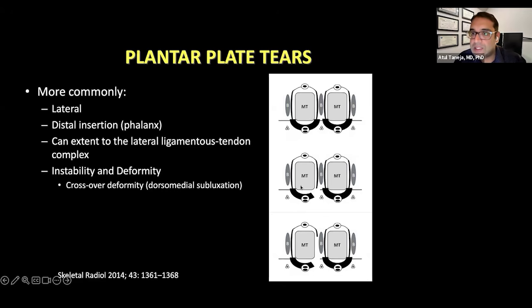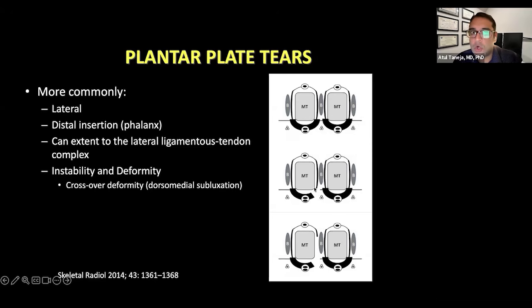All right. So it's more common to see the plantar plate tears in the distal insertion, meaning the phalanx, at their lateral insertion. Let's say here we have the short axis, normal anatomy, and this image in the middle here, we have a plantar plate tear, as we were seeing the MRI short axis through our views, and then we see a lateral tear.